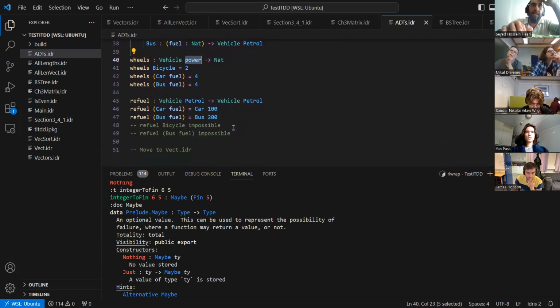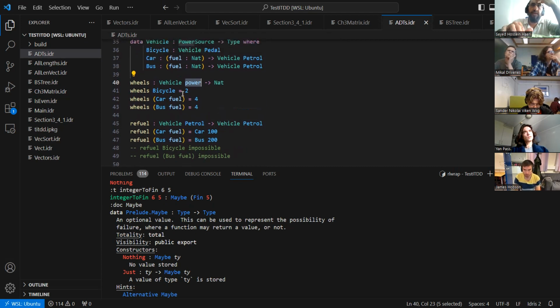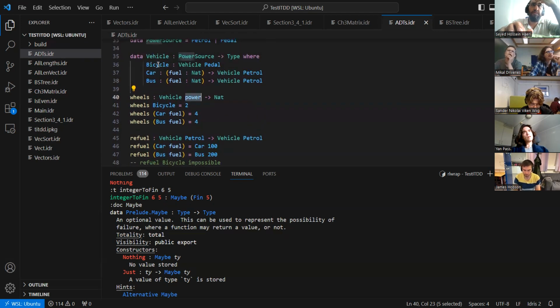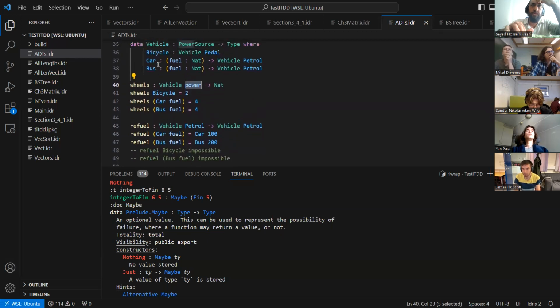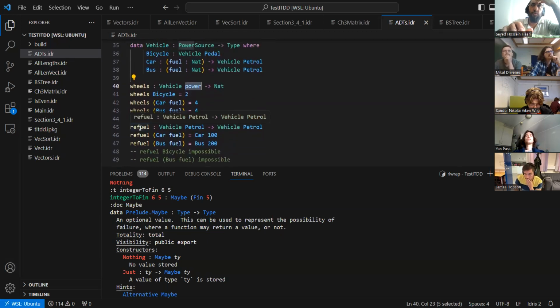You can have a function that would originally look like a partial function. Given that you can't refuel a bicycle, if you are doing a refuel function, what you get is a vehicle of petrol, and what you return is a new vehicle of petrol.